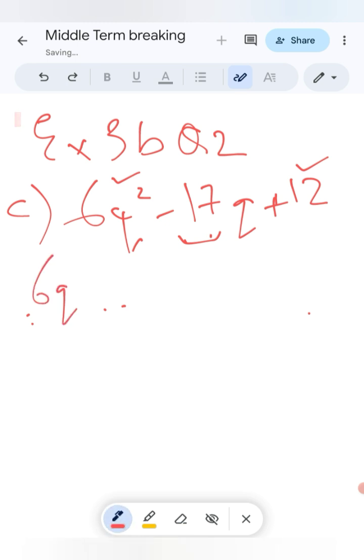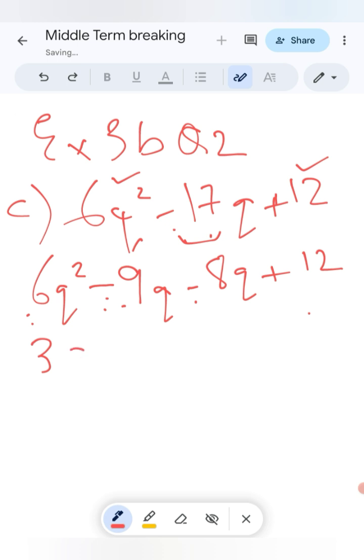6q square as it is, write it down. Minus sign comes with the bigger number. So it's going to be 9q minus 8q, because when there are two signs same, we add the number and then I get minus 17q plus 12 as it is. Now I'll take out the common. 6 and 9, what is the common table? 3. And q square is coming and q here as well, so q will be taken as common.